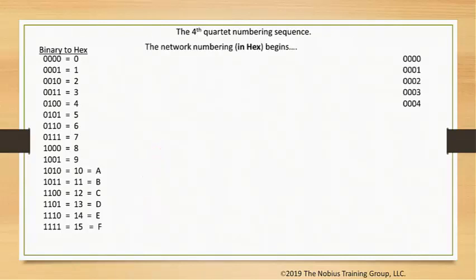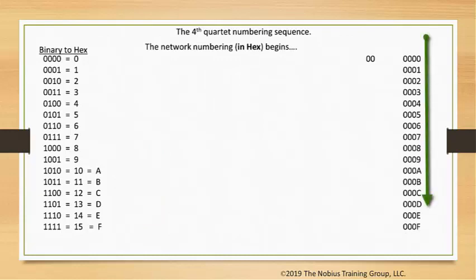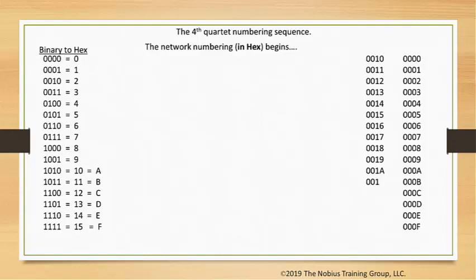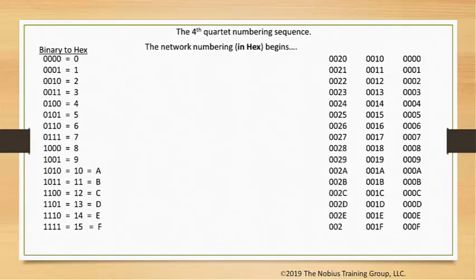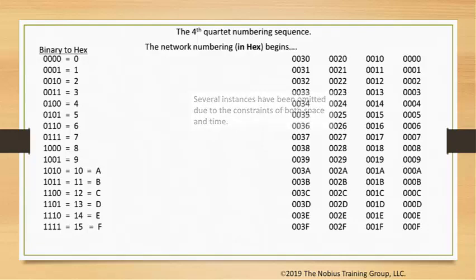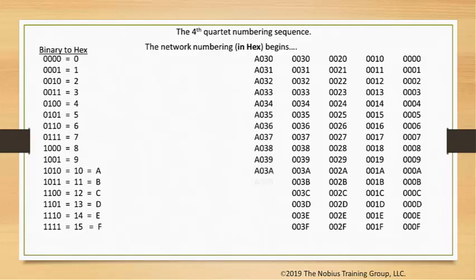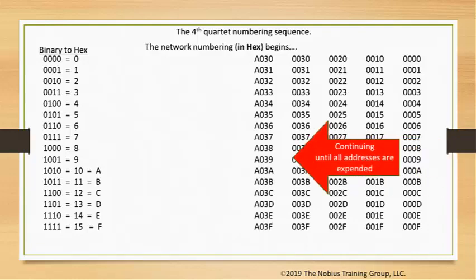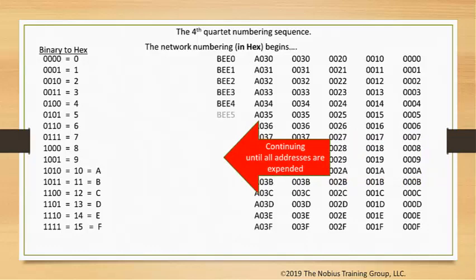The network numbering in hex begins. Starting with the 4 digits, the furthest column on the right goes from 0 up through F, and then when it rolls over, the first column goes back to 0, the second column starts with 1, just like an odometer of a car. Now we progress on over to the second column being a 2, rolling all the way up, then the 3, rolling all the way up. Each one has to be maxed all the way out until you get up to 4 Fs all the way across. You can continue on until all the addresses are expended.